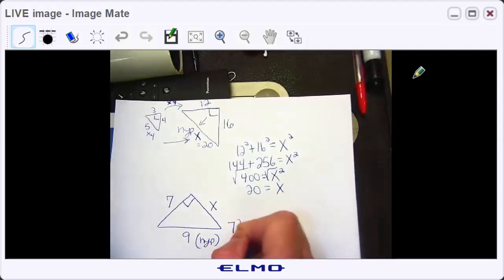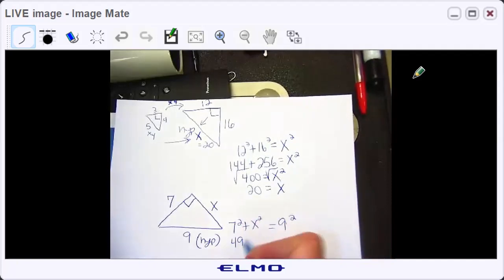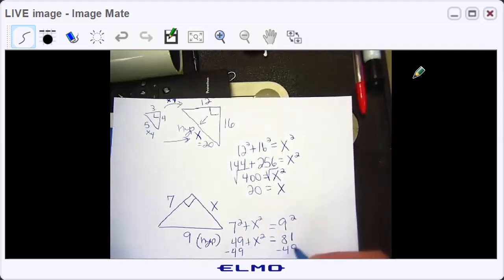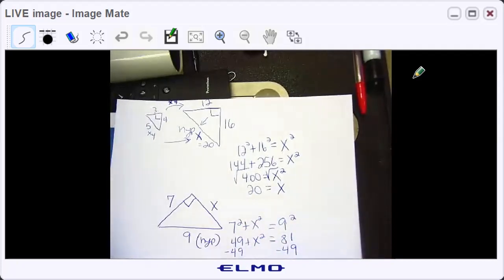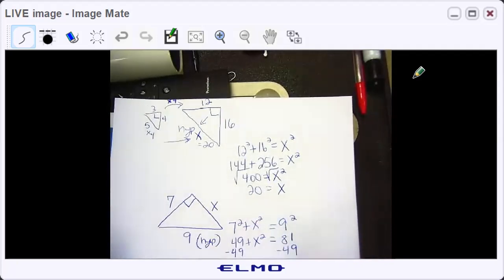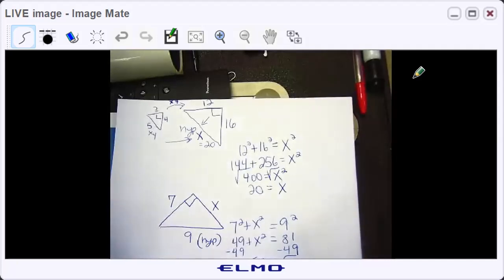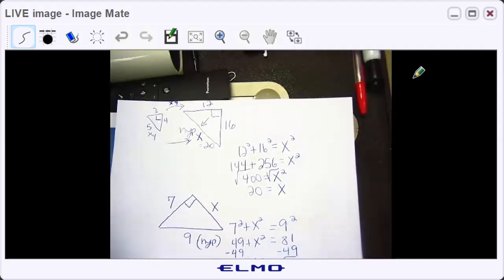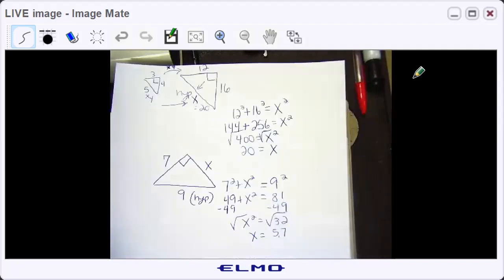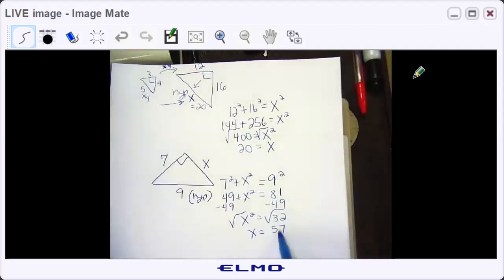in the formula. 7 squared plus x squared, 49 plus x squared is 81. We're solving it by subtraction, kind of like the first one. And you can get your calculator out if you need it. 81 minus 49 is 32. So we need the square root of 32. All right, that is 5.7 if you round to the tenth, which most of the time they're going to like you to round to. Again, think about your answer. Is your answer less than 9? Because it has to be, and it is.